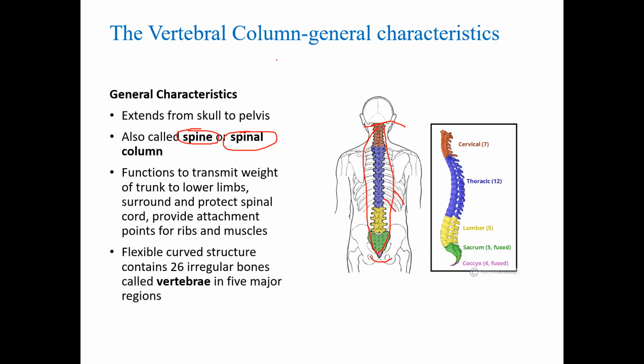Generally speaking, the vertebral column is a flexible, curved structure and contains about 26 irregular bones, which are known as vertebrae. As shown here already, the vertebrae are divided into five different regions known as cervical, thoracic, lumbar, then there is the sacrum and the coccyx. And we're going to explore all these different regions.